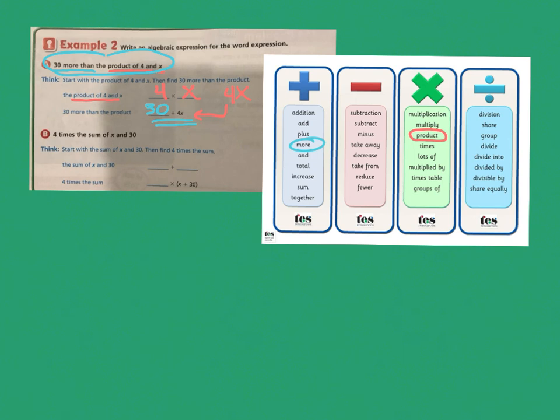What about the next one? We have 4 times the sum of x and 30. I'm going to do the sum first because sum is the answer to an addition problem. So it has to be done first, x and 30. The sum of x plus 30. And all of that together is going to be multiplied by 4. Times is a multiply, so 4 times the sum, 4 times the sum of x plus 30.